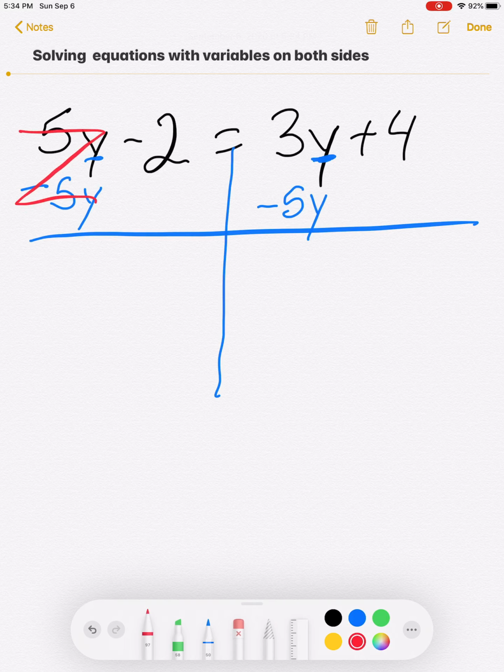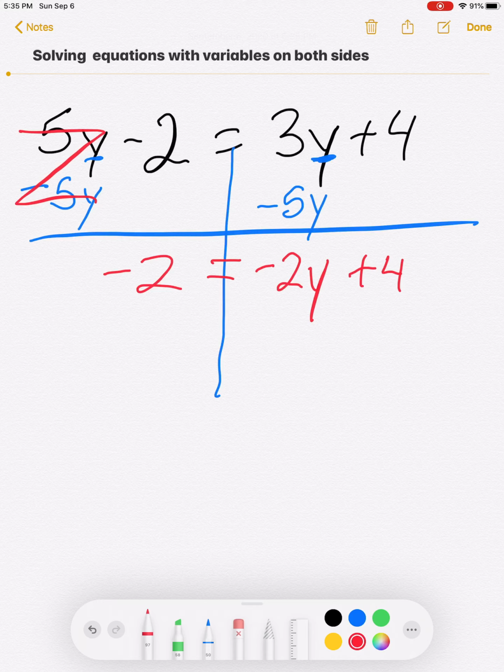5 minus 5 is 0. So I could bring down my negative 2, and that's going to be equal to 3 minus 5, which would give me negative 2y. And then I've not done anything to the plus 4 yet. So I have my y's on the same side. I have a negative 2y.